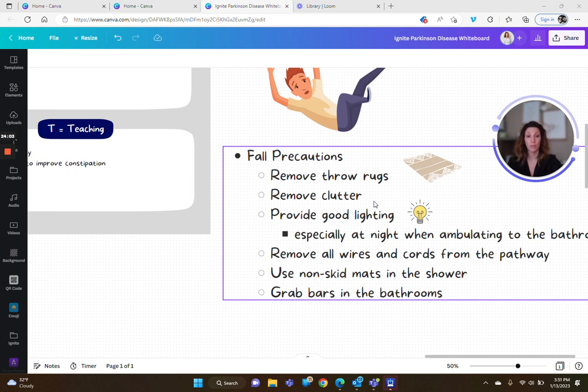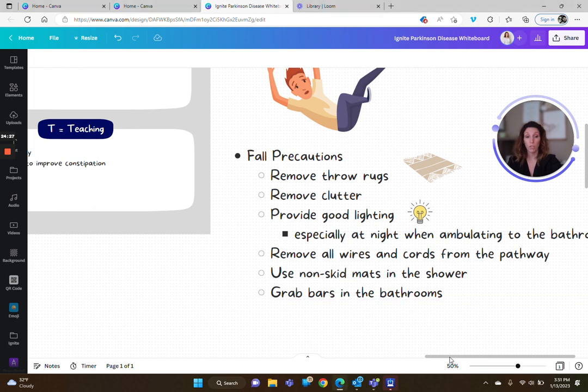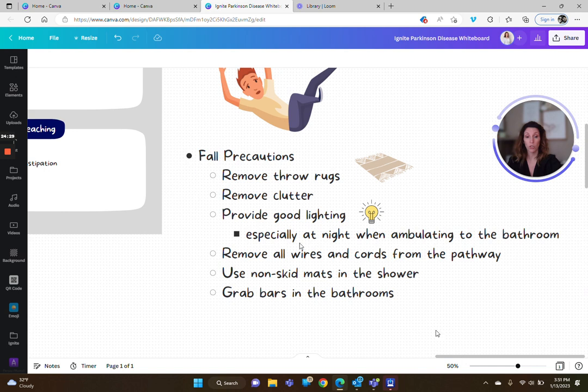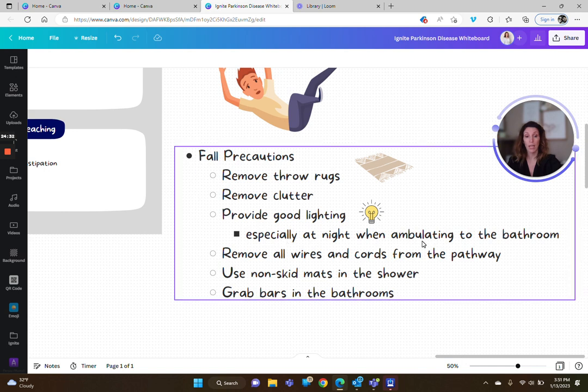Provide good lighting. So obviously, a lot of these patients are older. They don't have to be, but a lot of them are older. And if you can't see very well to begin with, because your vision kind of decreases with age, and then you're already having difficulty walking, we just want to make sure you really have enough light to be able to see where you're going. And that is especially true at night when you're going to the bathroom. So they may be getting up to walk to the bathroom. We want to make sure that they have a good source of light so that they don't fall on their way into the bathroom. And then remove all wires and cords from the pathway.